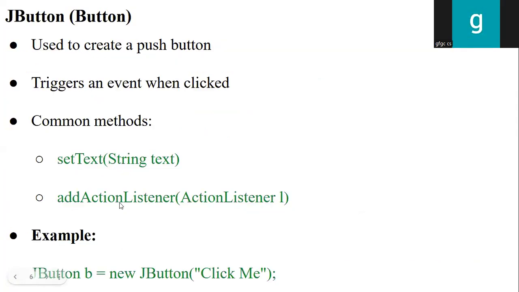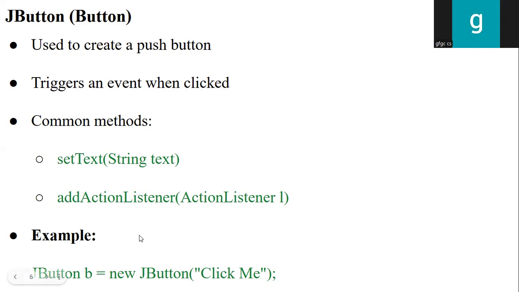JButton is used to create a push button. It triggers an event when clicked. Common methods: setText. The common method for this particular button is setText. Why do we need this setText method? Because for the Button class we have one constructor, that is the default constructor. When I use the default constructor, to set the text on that particular button, I have to use this setText. Next one is addActionListener.